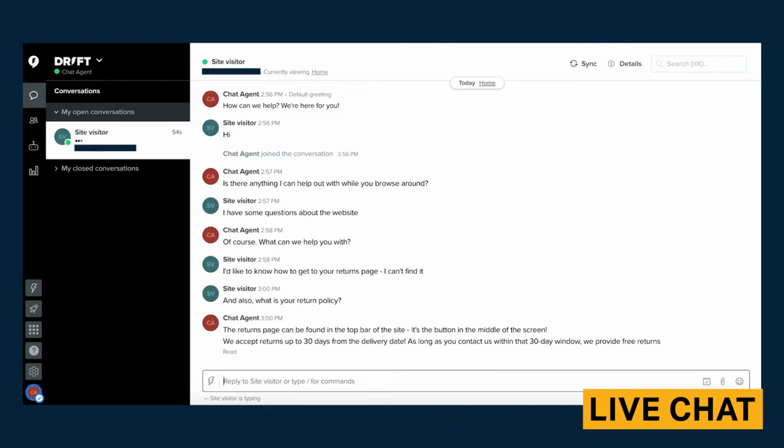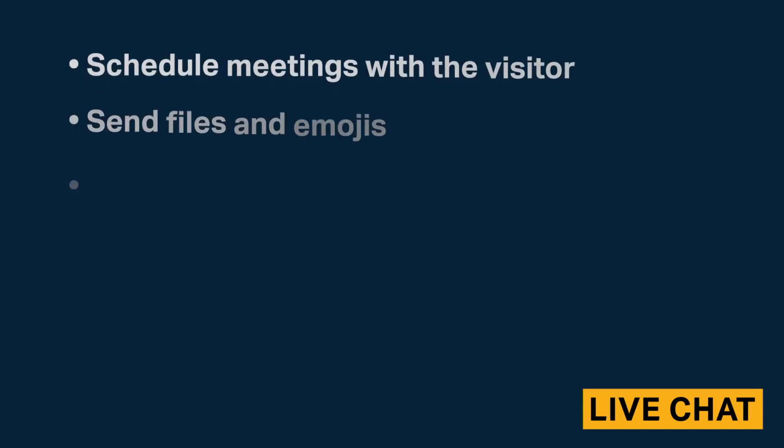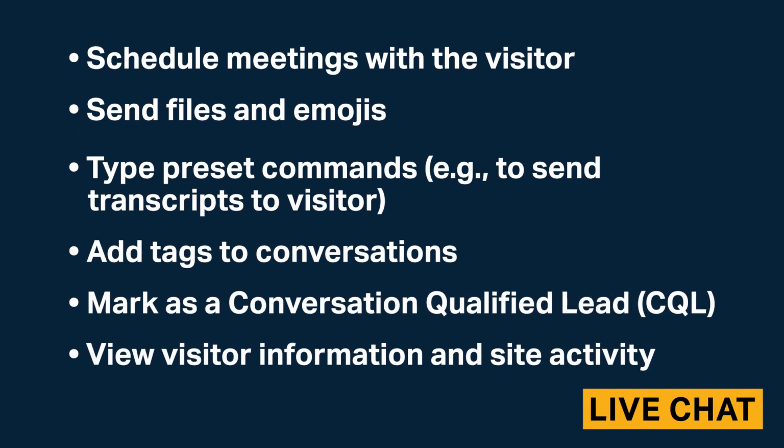The Conversations inbox opens as a separate tab from the dashboard, or you can choose to download the Drift desktop application to house chats separately. Open and closed conversations can be viewed, and all essential functions are included. Actions that agents can take in the inbox include scheduling meetings with the visitor, sending files and emojis, typing preset commands, adding tags to conversations, marking as a conversation qualified lead, and viewing visitor information and site activity.